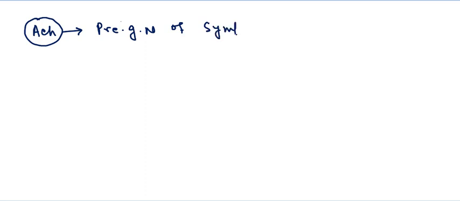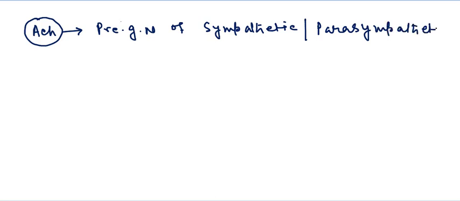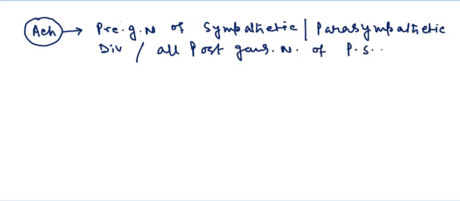Acetylcholine is secreted from the preganglionic neurons of the sympathetic and the parasympathetic division, and also from all postganglionic neurons of the parasympathetic division. The neurons which secrete acetylcholine are called cholinergic neurons.